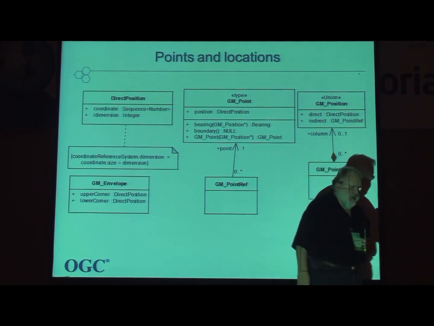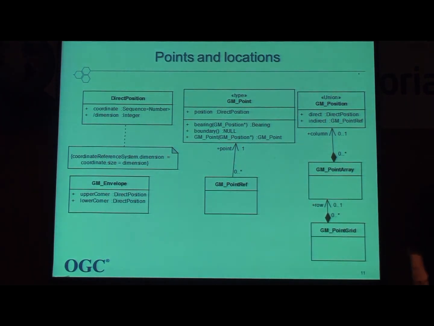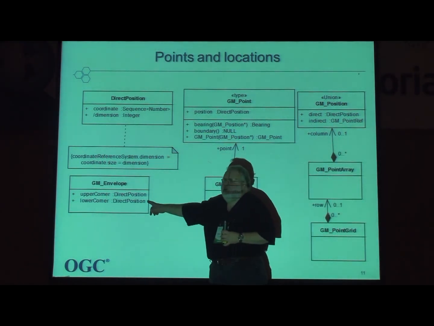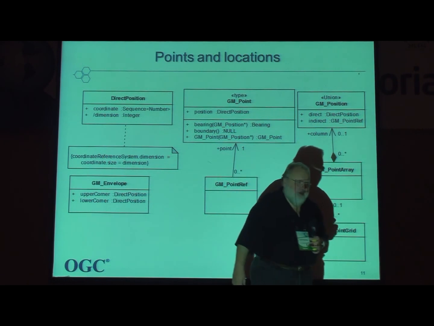An envelope is something we use for indexing a lot. It is simply what looks like two points, an upper corner and a lower corner, where the upper corner is all the biggest numbers in the coordinates and the lower corner is all the smallest numbers in the coordinates. It doesn't always give you something square because the Earth isn't flat, but it does give you a way to index. In fact, the best index I know is an R star tree, and this is exactly what you use for R trees.